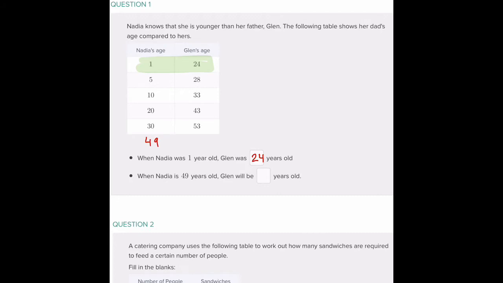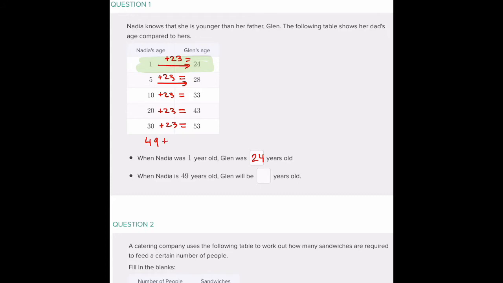So here's where recognizing a pattern can help us. We notice that when Nadia is 1, Glenn is 23 years older. When Nadia is 5, Glenn is 23 years older, right? And this is true all the way through the table. We can add 23 to get Glenn's age.